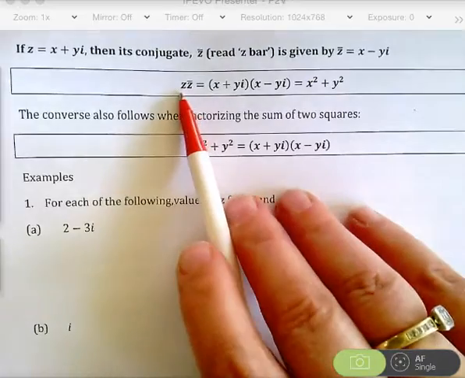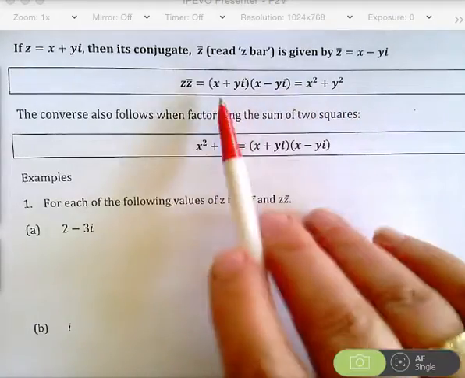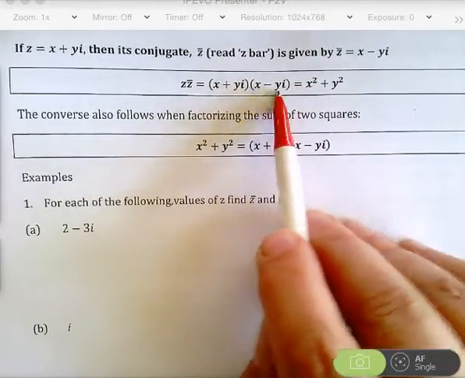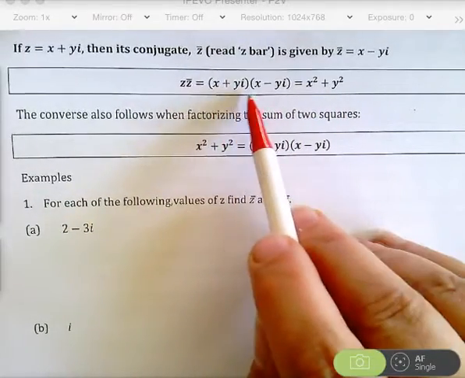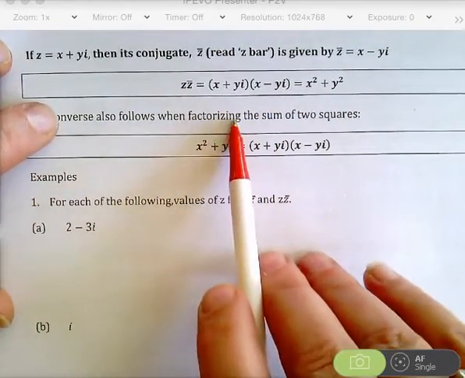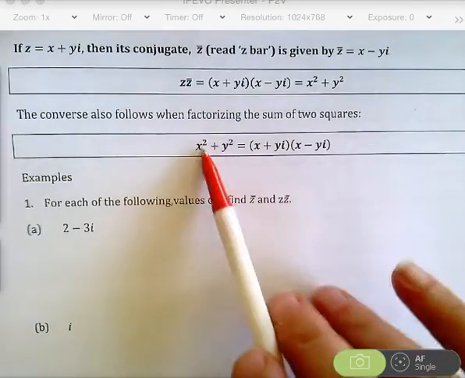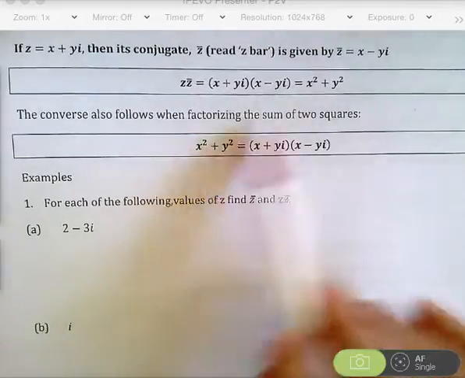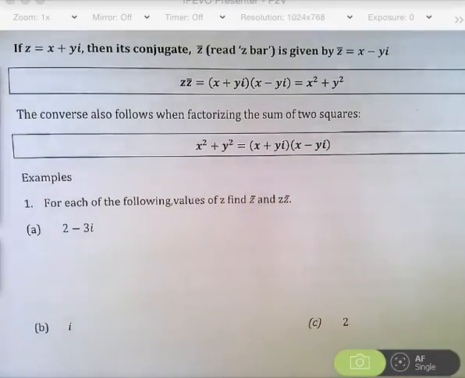Now we know from the page before that if you multiply z by z bar, you're going to get a real number. You get x squared plus y squared. So x plus yi times x minus yi is x squared plus y squared, because you do a squared minus b squared, right? So the converse also follows when factorizing the sum of two squares. So in 2 unit, you've only learnt to factorize the difference of two squares, a squared minus b squared. Now you can factorize the sum of two squares. x squared plus y squared going backwards, therefore, is x plus yi times x minus yi. So let's do some examples.